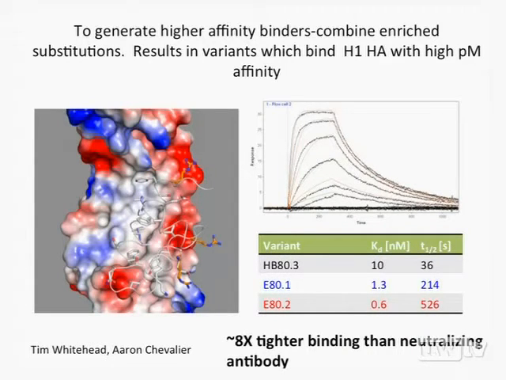Aaron Chevalier, who's a graduate student in the group, made another library where he combined all of those mutations which are individually an improvement over the starting design. And it's really quite exciting. He got proteins which bind, the best one binds with 0.6 nanomolar binding affinity to the virus. That's better than the neutralizing antibody which binds to this region.